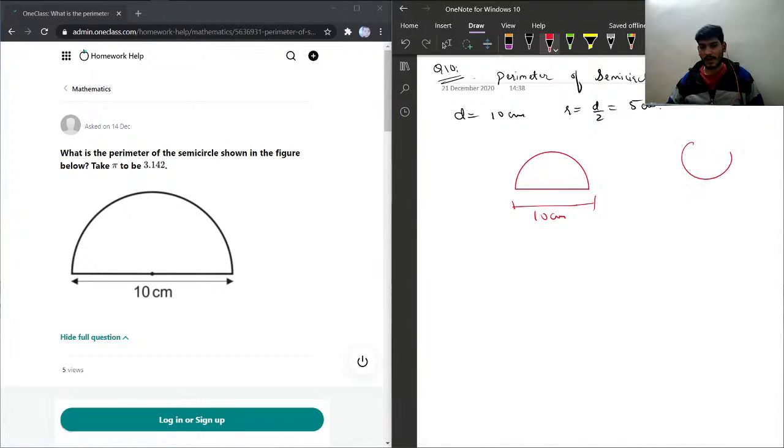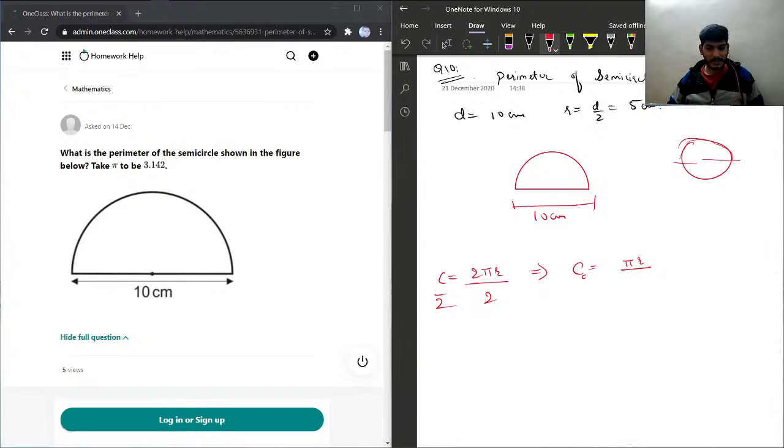So when we have a full circle, we do not have the diameter. For the complete circle, the circumference is 2 pi r, but as this is a semicircle, we are just talking about the upper half curve, which is this one. So this will be half. I'll divide the circumference by 2, and the circumference of the curved part will be pi r.